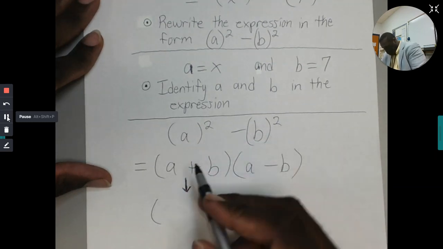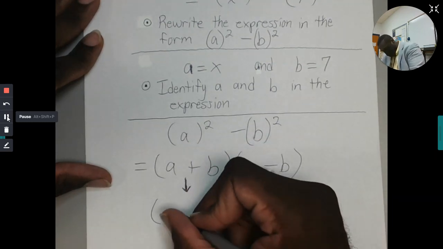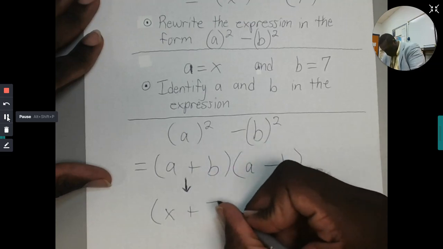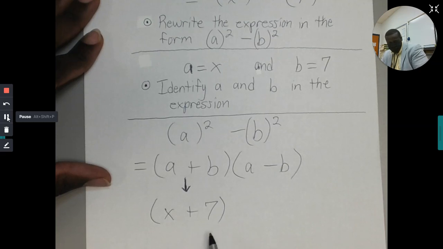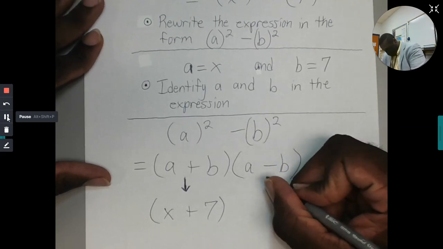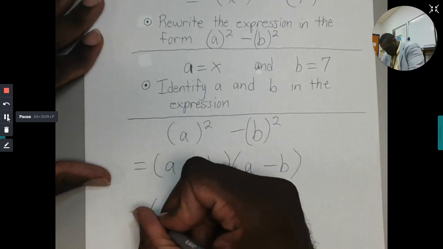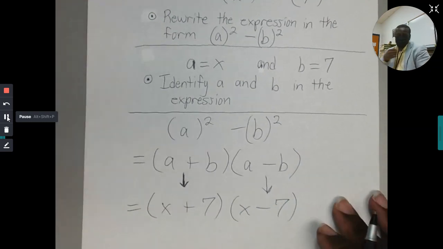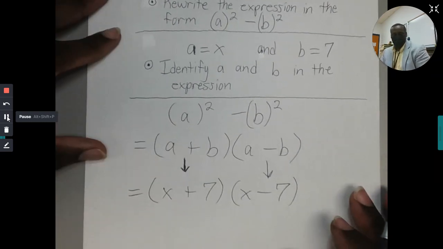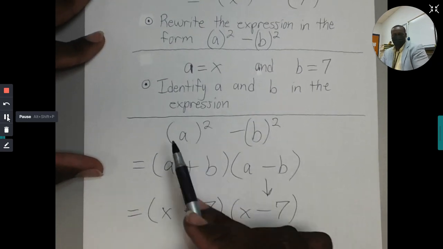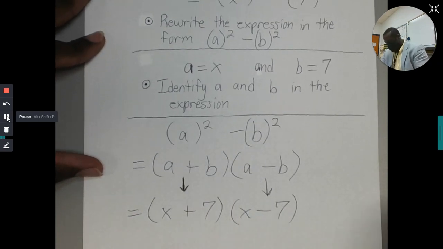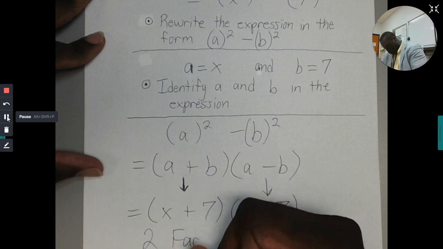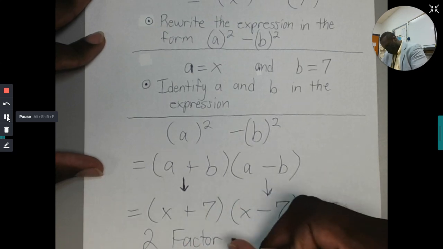Since we know that a is x, we'll write x, and we know that b is 7, so we'll replace that there. That should say x plus 7, and this part here, of course, will be x minus 7. So here we have written this as the two factors of the difference of squares.